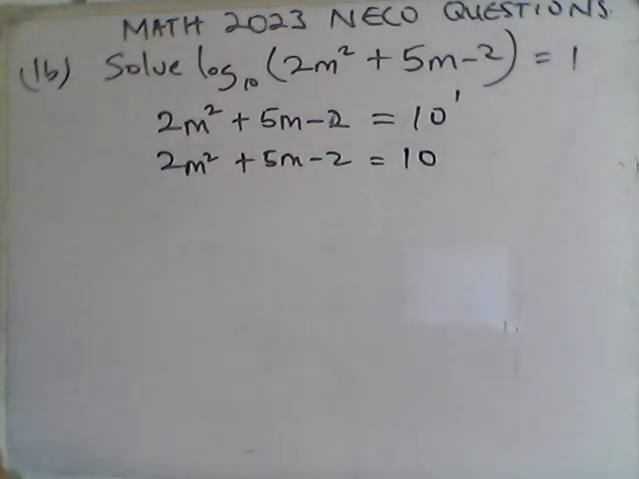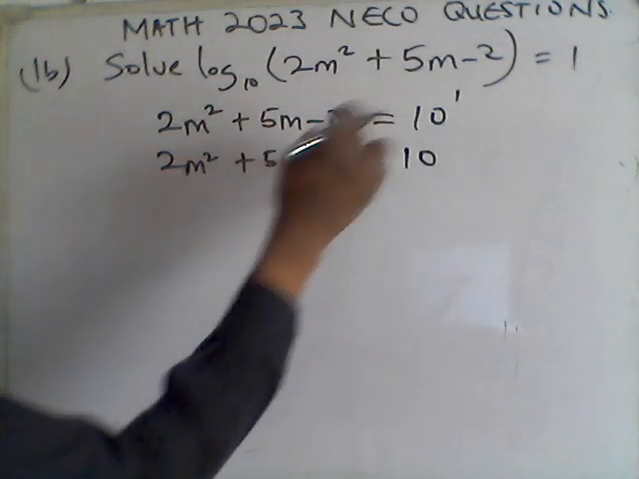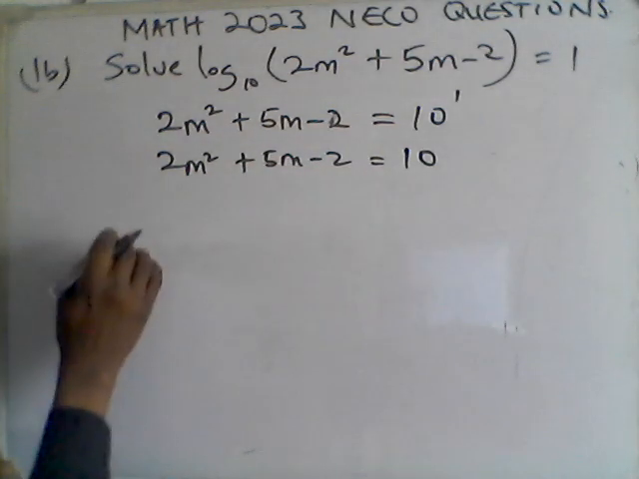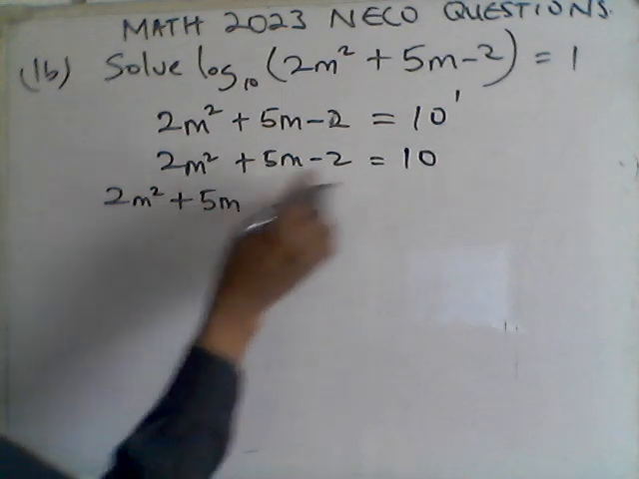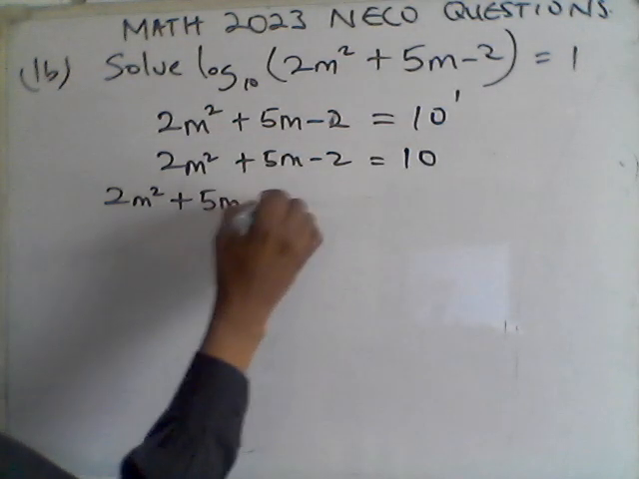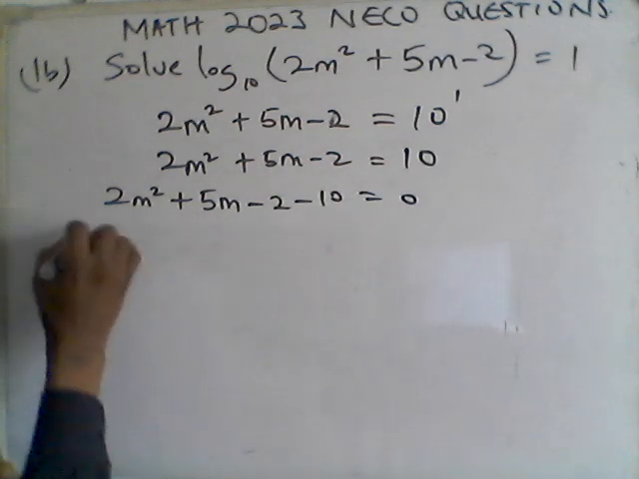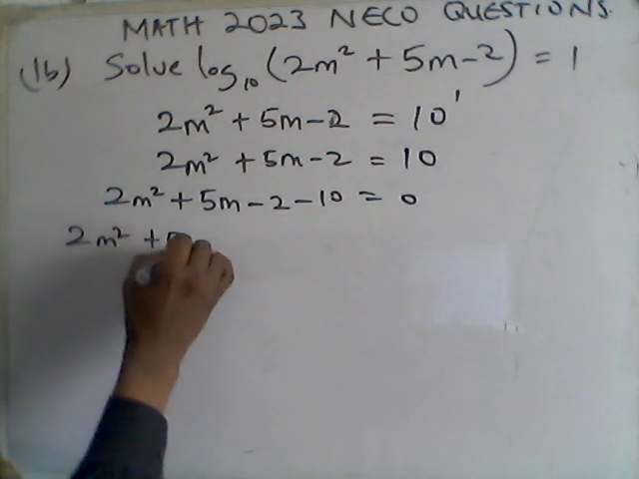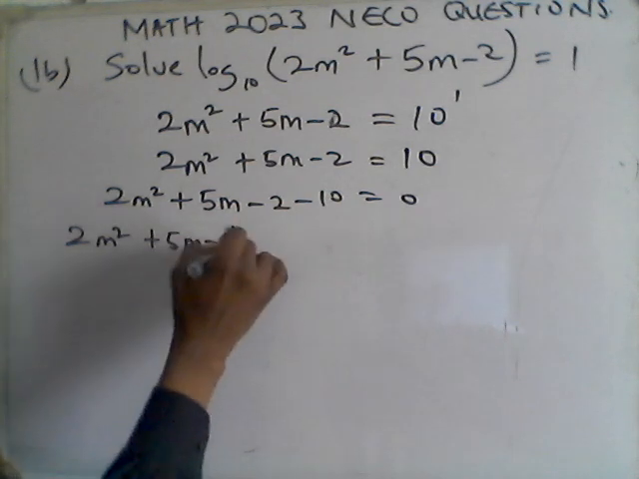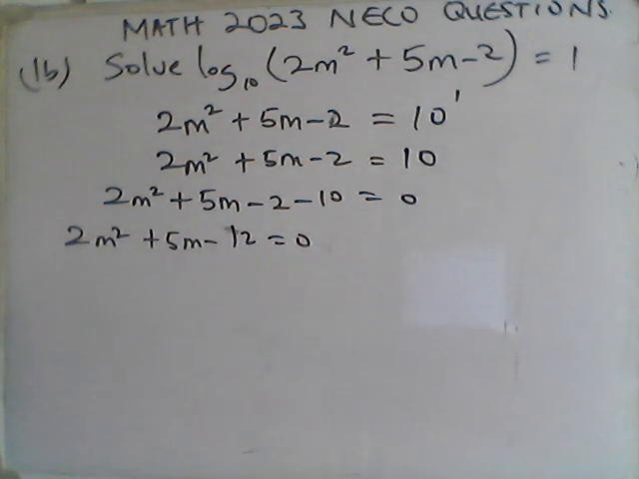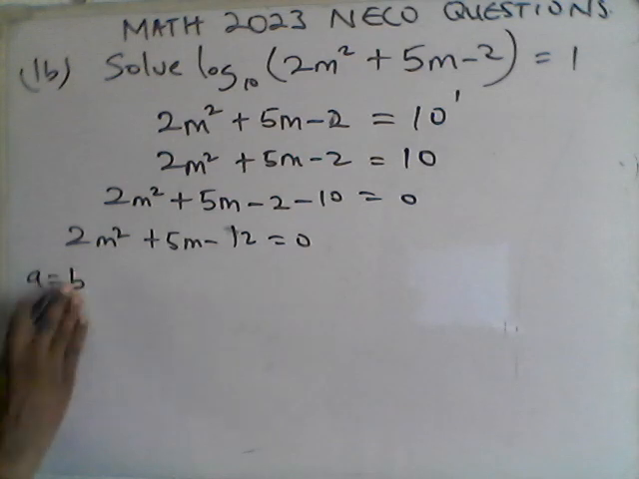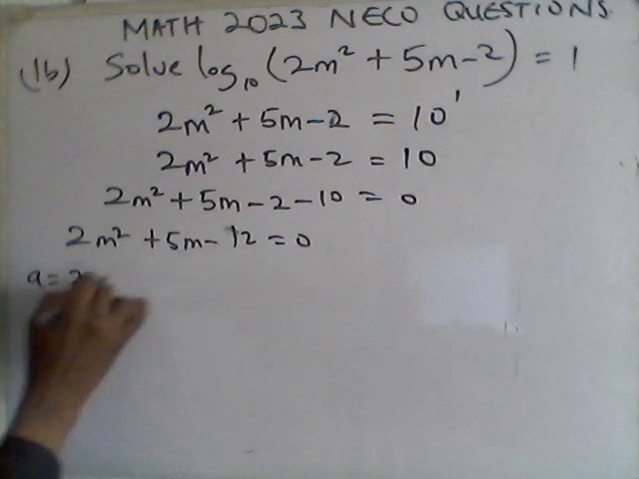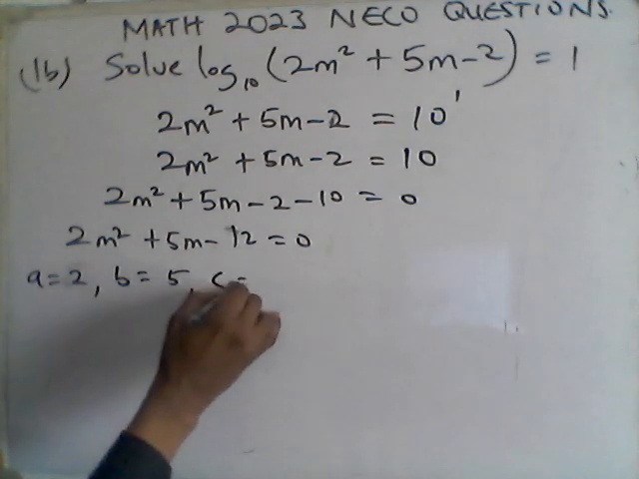Okay, so I can bring this constant term to this side so that I will have a quadratic equation. So I have 2m squared plus 5m. When 10 goes, it becomes minus. Minus 2 minus 10 is equal to 0. Of course, 2m squared plus 5m minus 12 is equal to 0. So at this point, I have a quadratic equation. So I'm going to use the quadratic formula to solve this, where a is equal to 2, b is equal to 5, and c is equal to minus 12.